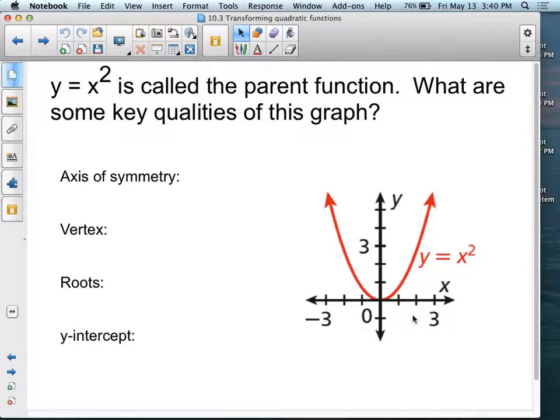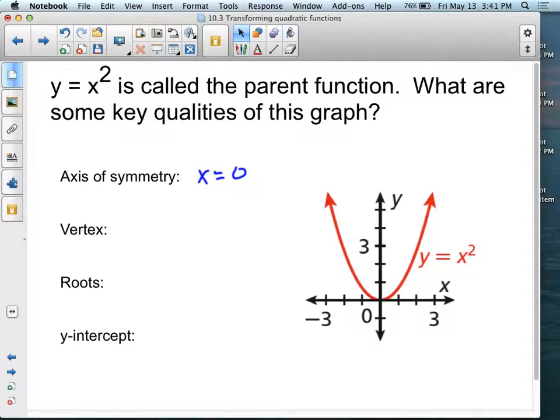So we start with this idea that y equals x squared is a parent function. What I mean by the parent function is that every single graph we make comes from transforming this graph, y equals x squared. So all the other graphs are like the children of this parent graph. A couple of things about it. First of all, let's talk about the axis of symmetry. It's the line that cuts the parabola in half. In this case, it's the equation x equals 0. It's the y-axis.